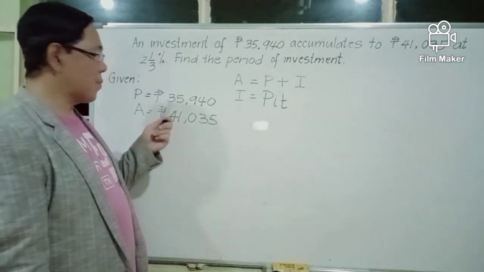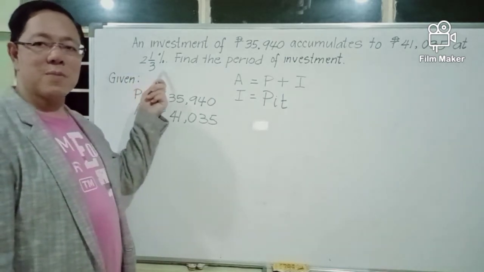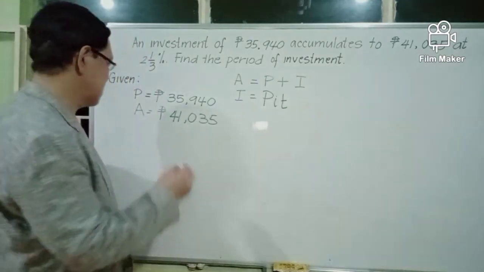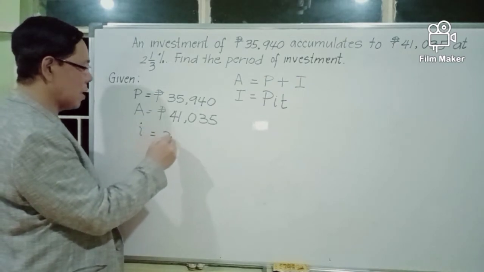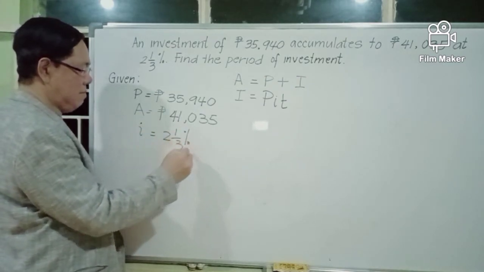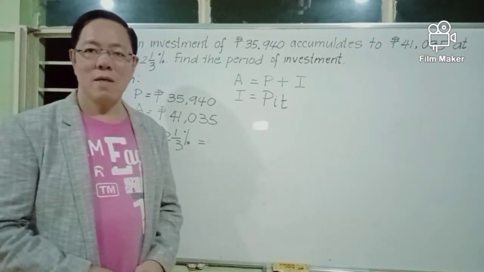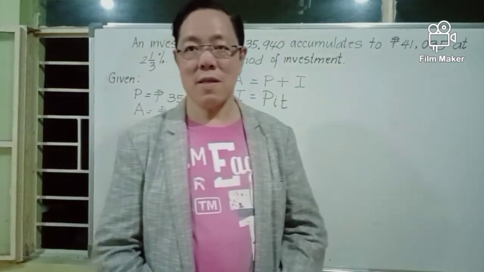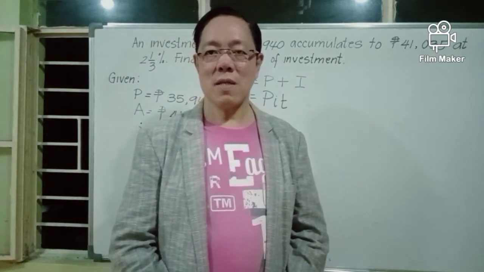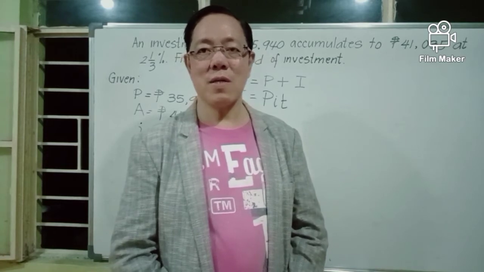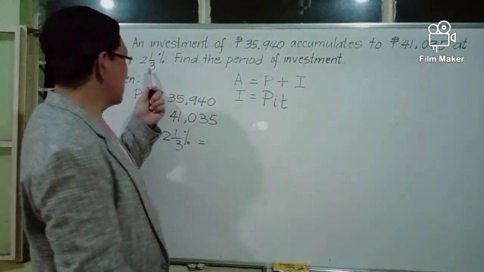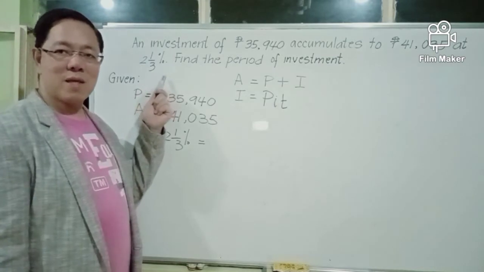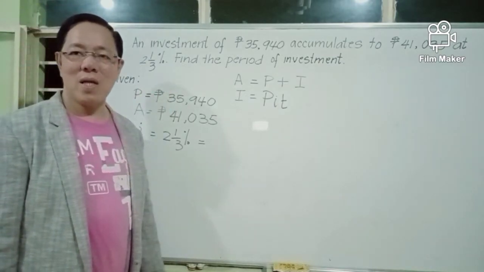This is the accumulated value of this principal at 2 1/3%. And we denote the interest rate by small letter i. Small i is 2 1/3%. As we said in the first two lessons, if the interest rate given does not specify that it is a simple interest rate, we take it as a simple interest rate. Since in this problem it is not specified what type of interest rate 2 1/3% is, we take 2 1/3% as a simple interest rate.